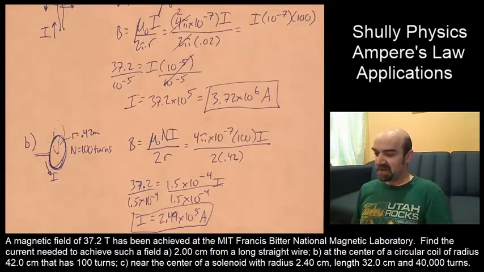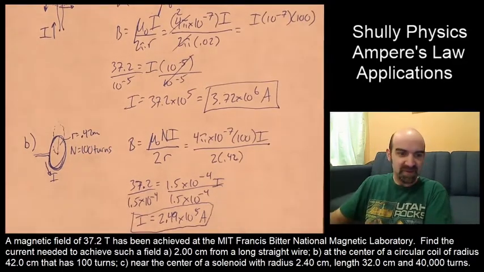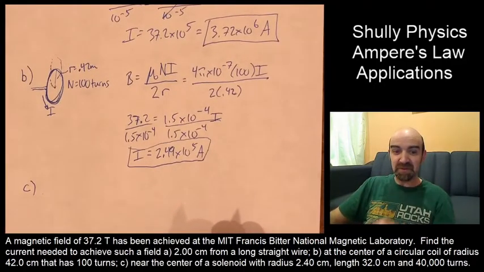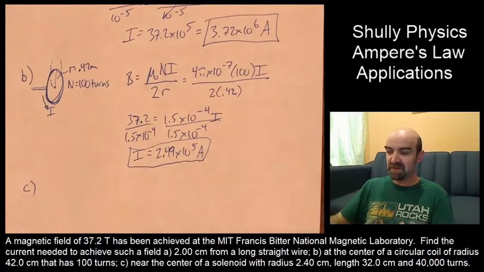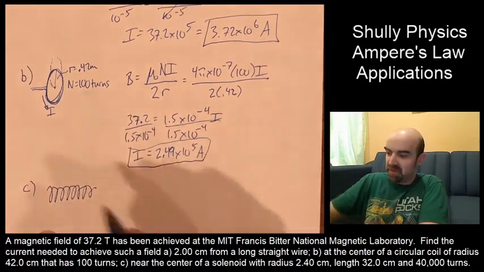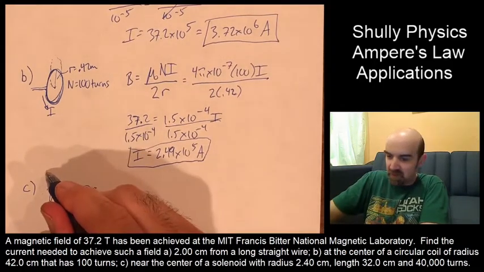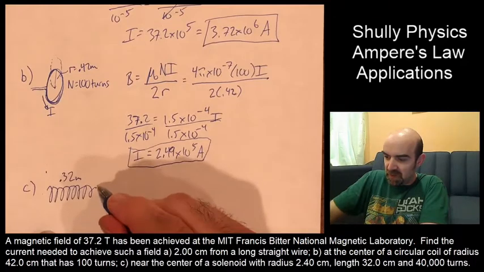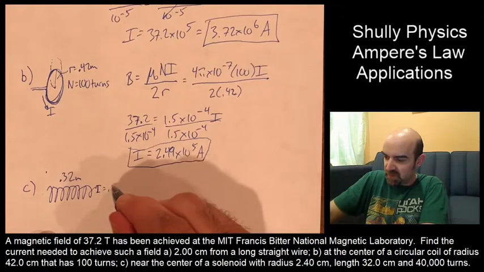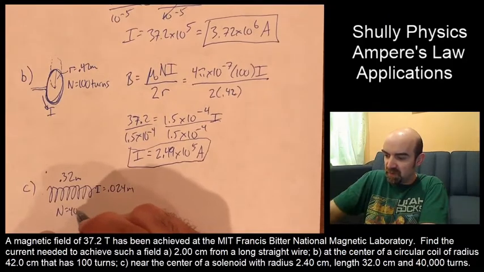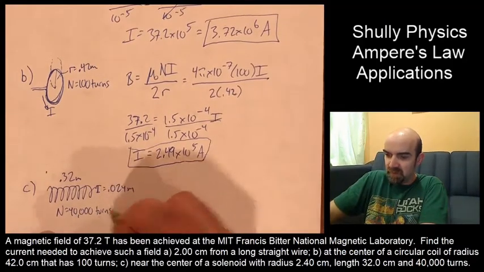All right, so last one, last scenario. Let's go back to MIT here. What if this was a solenoid of radius 2.4 centimeters, length given, and 40,000 turns? So now we have a solenoid. It's my representative solenoid, 32 centimeters long. Radius of 2.4 centimeters. And 40,000 turns. All right.